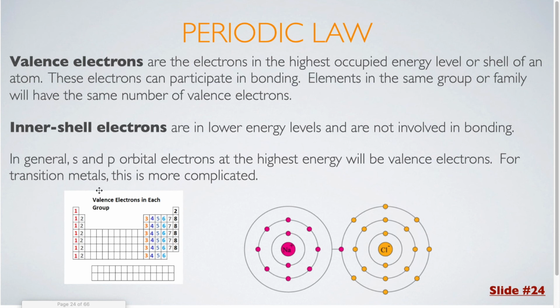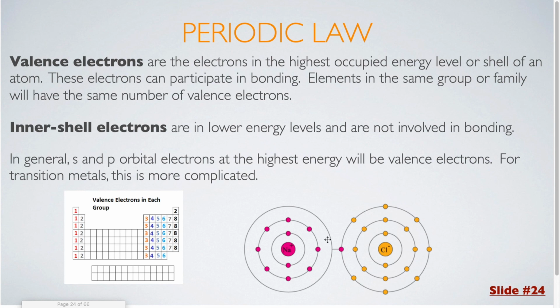In our picture that we have right here, you can see that each family will have a different number of valence electrons. So group 1 has 1, group 2 has 2, and then we have 3, 4, 5, 6, 7. When we get to the noble gases, helium will only have 2 because it only has 2 electrons. But all of the other noble gases will have a total of 8.